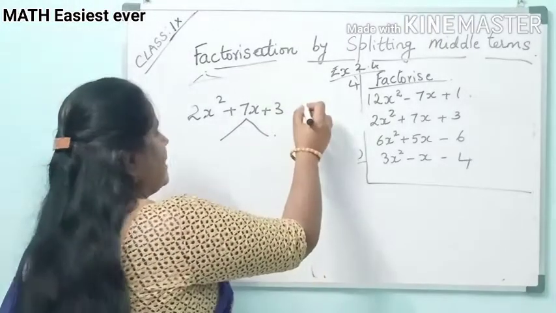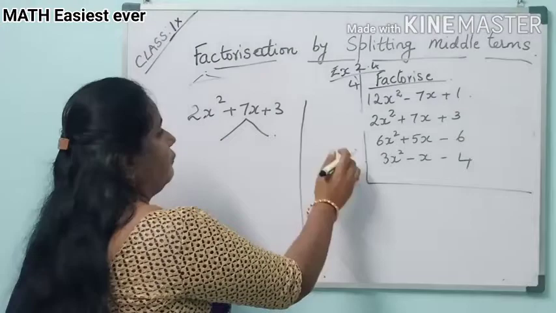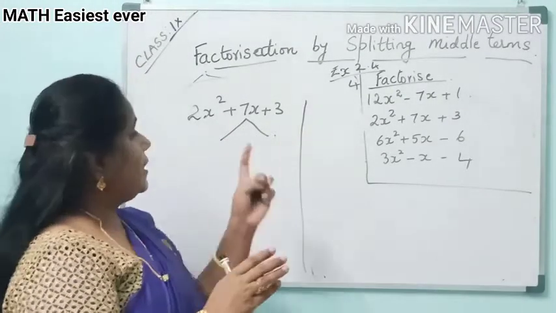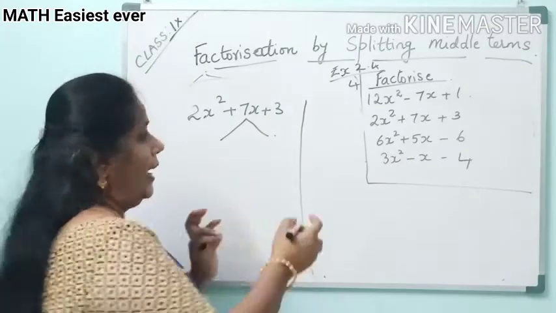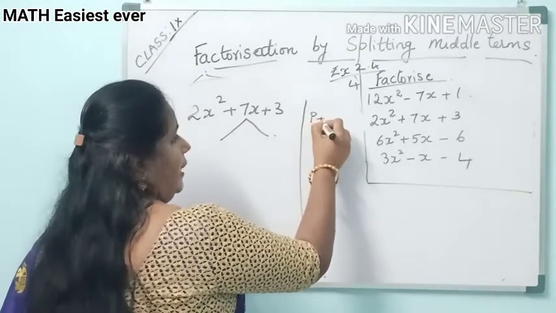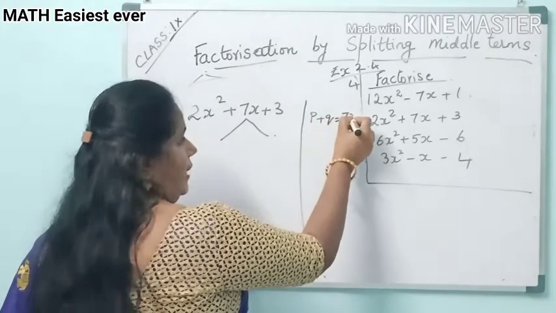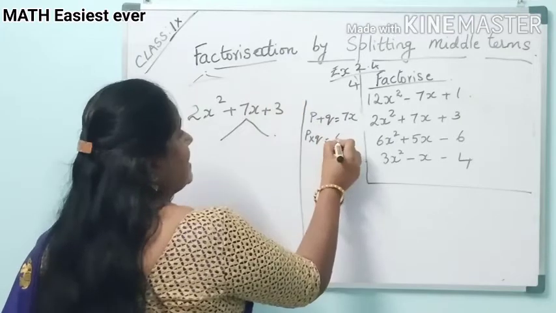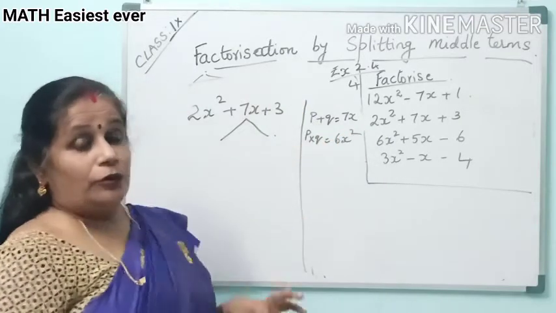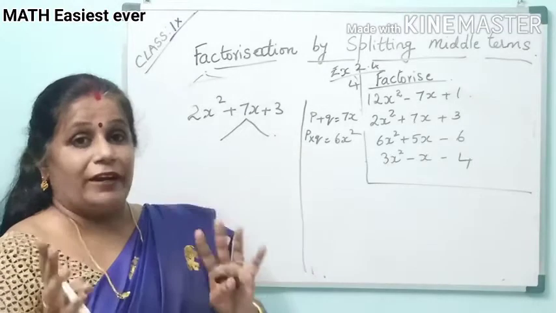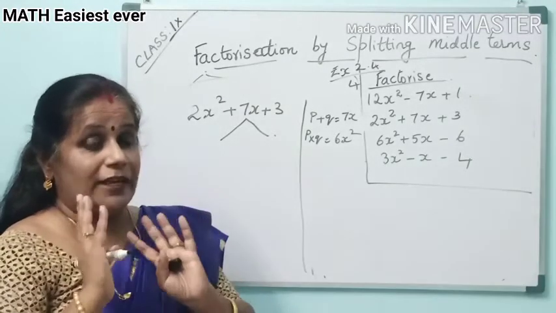Okay. So what is 7x? I have to find two numbers in such a way that if I add those two numbers, I should get 7x, and if I multiply those two numbers, that is, I have to find p and q such that p plus q should be 7x and p into q should be what? 2 into 3, 6x square. P into q should be 6x square and p plus q should be 7x. I have to think what are the two numbers I can find.